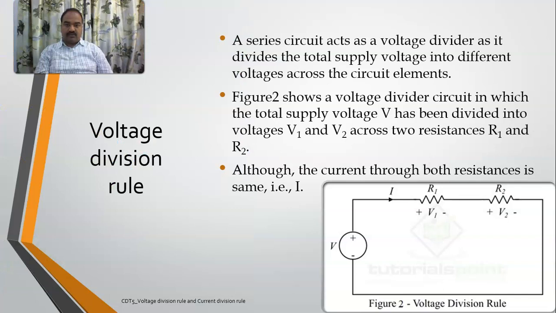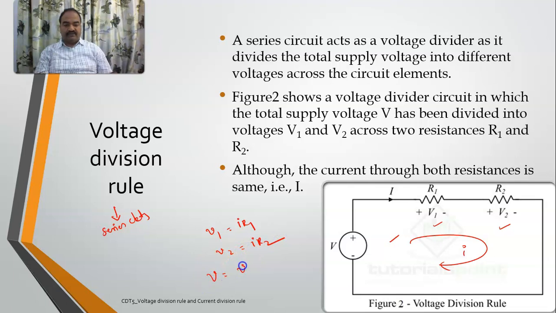Whereas the voltage division rule, see, the current division rule is applicable only to parallel circuits. The voltage division rule is applicable to series circuits. So this is a series circuit. Now you can see that there are two resistors which are connected in series, right? So this is a voltage division circuit. The same current is flowing in this one. Your V1 is equal to I into R1. Your V2 is equal to I into R2. And your total V is equal to V1 plus V2.